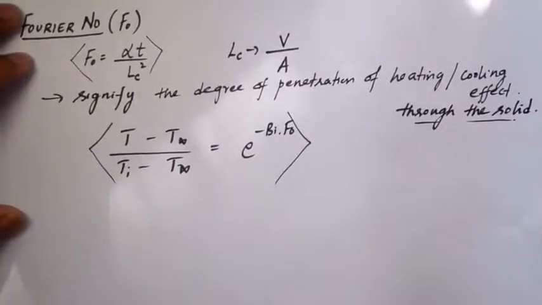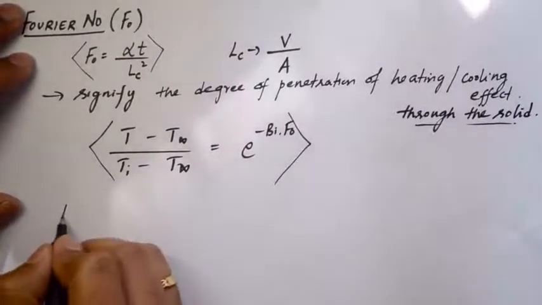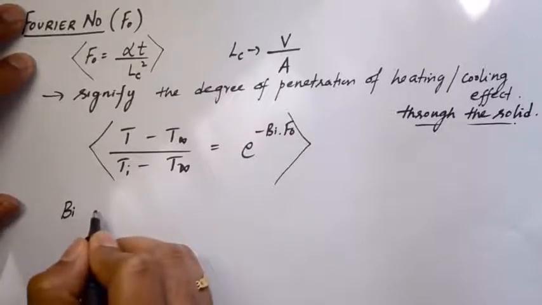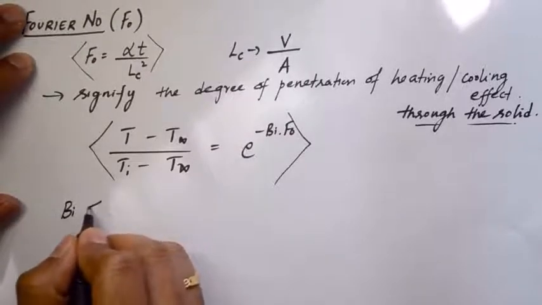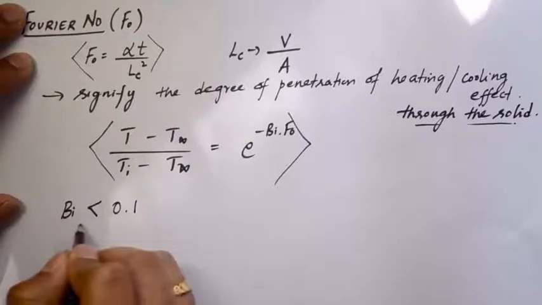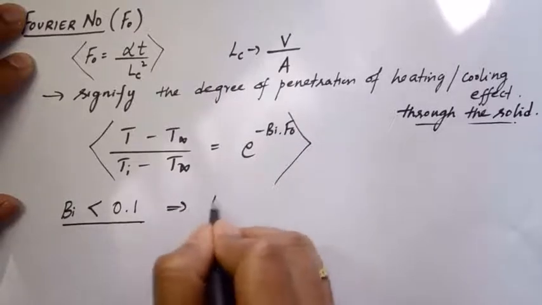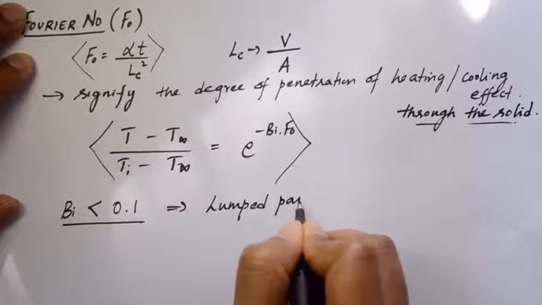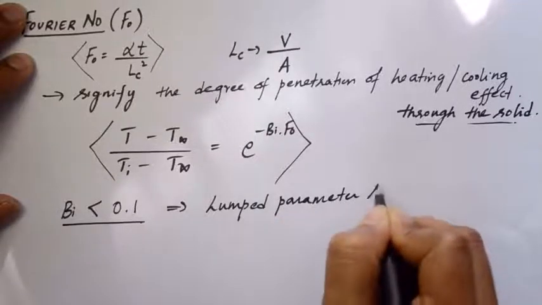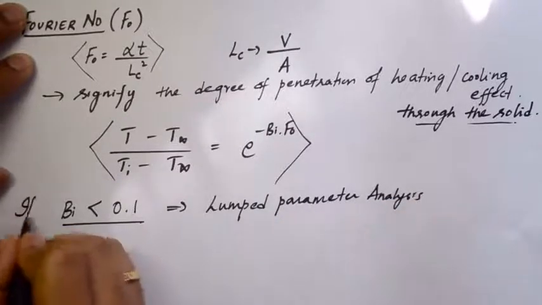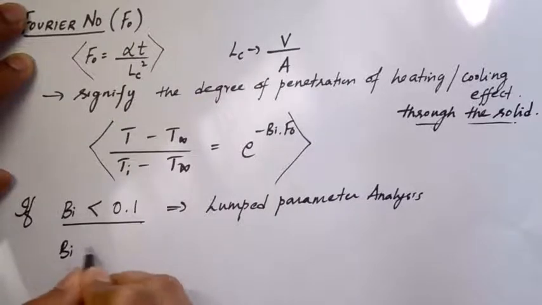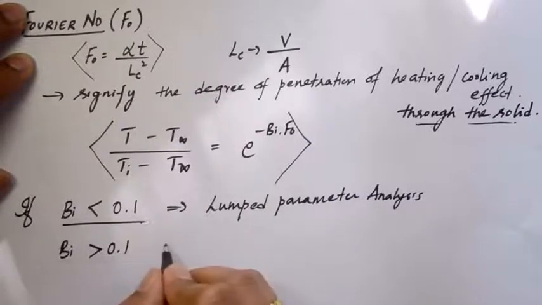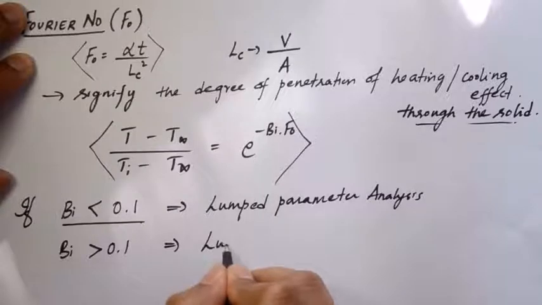So any unsteady state problem that you face, the first thing you do is check the Biot number, whether it is coming small or large. If the Biot number calculated comes within 0.1, then we will be able to apply the lumped parameter analysis. But what if the Biot number is greater than 0.1? We cannot apply lumped parameter analysis.